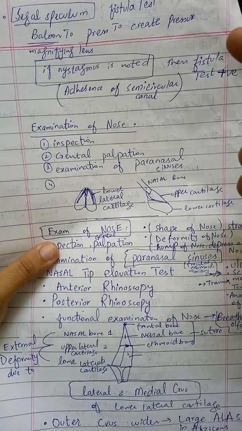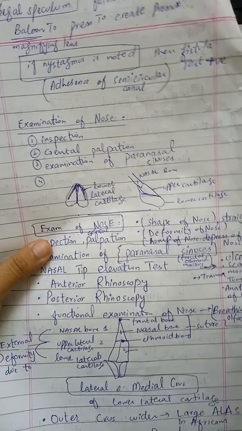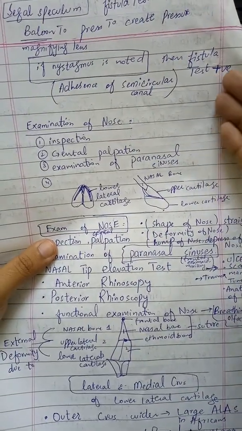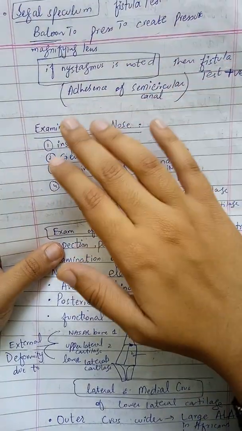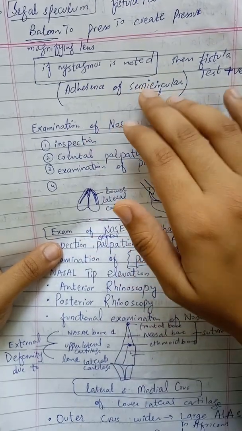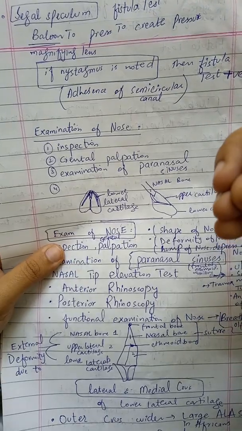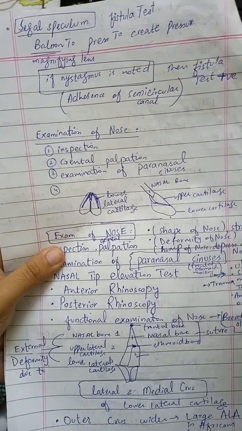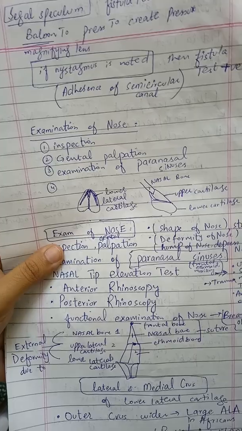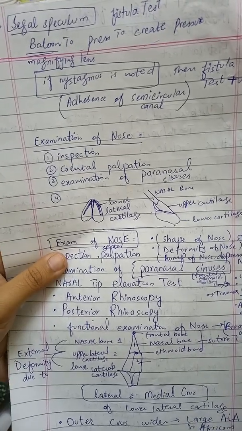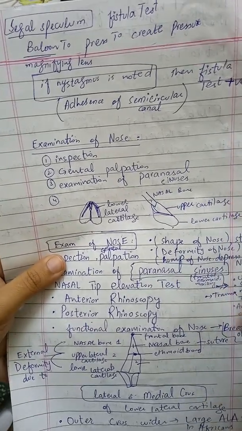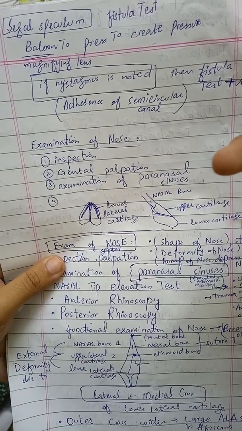If nystagmus is noted, then it shows that a fistula is present inside the ear and the test is positive. It is used to detect adhesions of the semicircular canal; if the semicircular canals are normal, then there will be no nystagmus in the eyes. And the Siegle speculum is also used to check the mobility of the tympanic membrane.